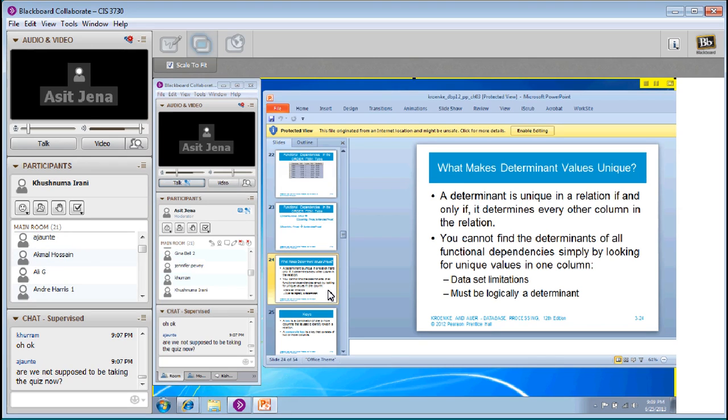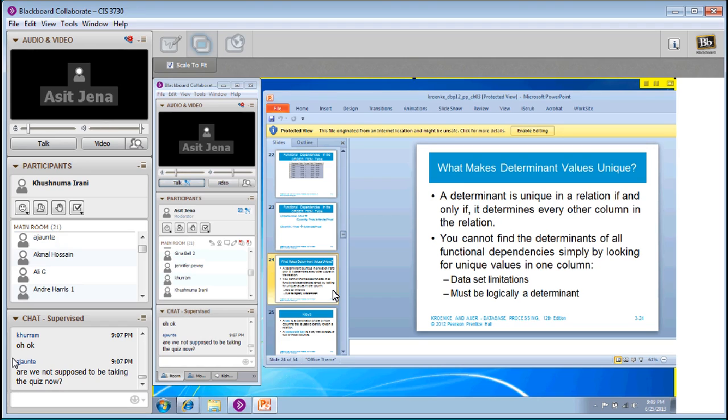So let's say the table has 4 columns, and there is one column that determines every other column, then the determinant is unique. Example, social security number. Let's say you have a table with social security number, first name, last name, age, and sex. For the most part, a social security number determines every other attribute: first name, last name, age, and sex. So the social security number is called a unique determinant.